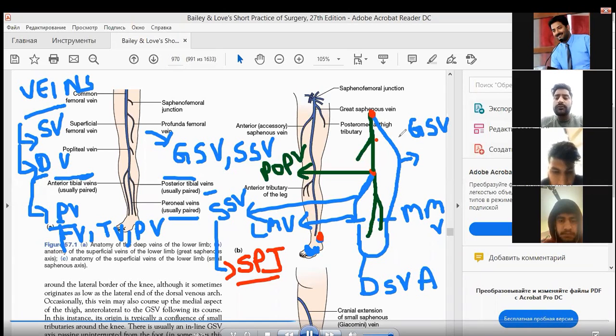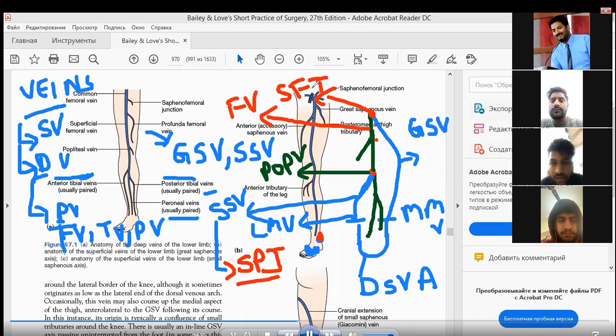And this second junction which is forming between the great saphenous vein and your femoral vein. This is your femoral vein. I can write it as femoral vein. This junction is known as the saphenofemoral junction. Okay, this is which junction? Saphenofemoral junction. Okay, and now these veins, see here.